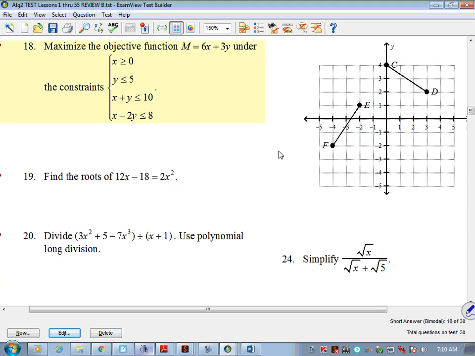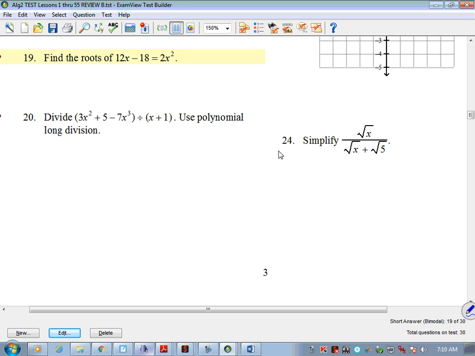All right, number 18. The number 18 comes from lesson 54, using linear programming. There is a video for this, and so I'm going to refer you to that just because it takes quite a long time to solve this question. In fact, for any of the linear programming questions in this review, I'm going to refer you back to your lesson 54 using linear programming video so that you can see those things there. And that'll be a better use of your time. Okay, let's go on to number 19.